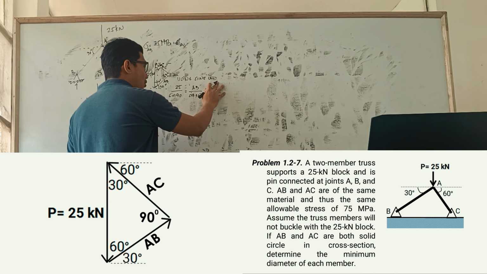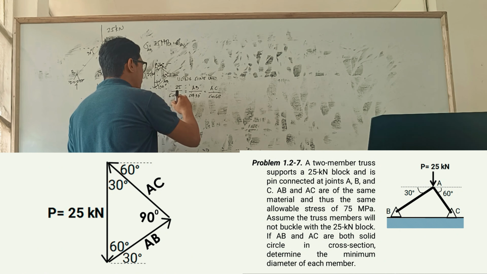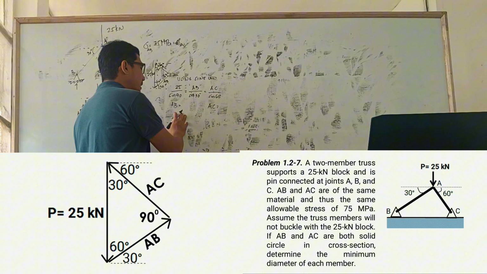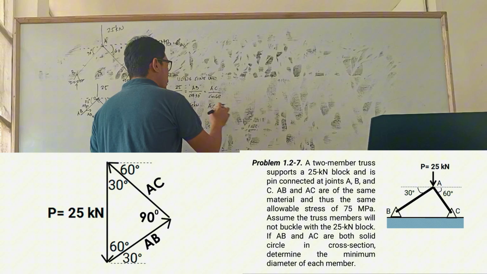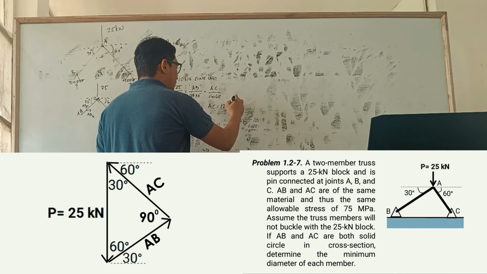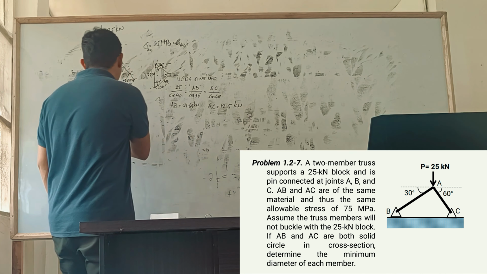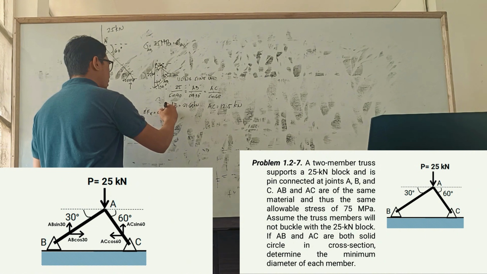It's either si AB mong unahon, then afterwards si AC na pod. Okay? So give me the value of AB as well as give me the value of AC. Pila si AB? So we have AB nga 21.65 kN. We have also AC nga 12.5 kilonewtons. Simple.